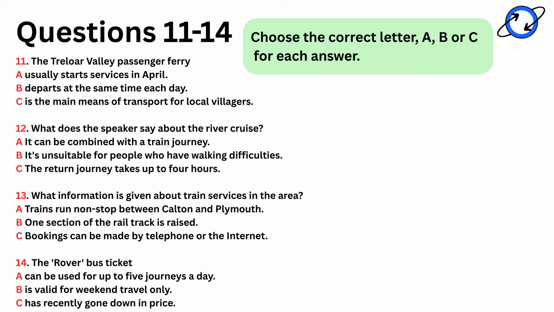The bus service in the Trillor Valley now connects all train stations and villages in the area. Especially for holidaymakers, there's a Rover ticket which can be used at weekends and on national holidays and allows unlimited journeys on those days. The Rover ticket provides great value for money and is now even cheaper than it was last year. An adult ticket costs £5.50 a day. Senior citizens can travel for £4.50, and a family ticket for up to 5 people costs just £12. Tickets can be bought on the bus.